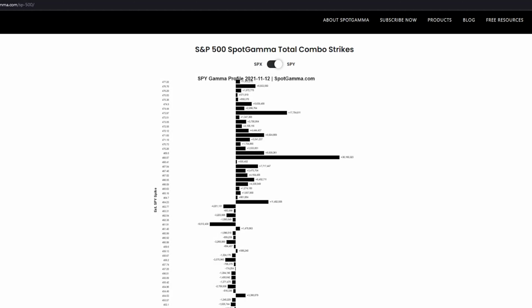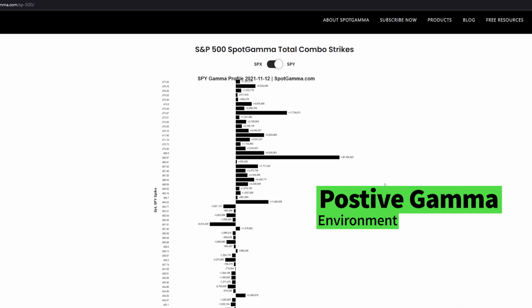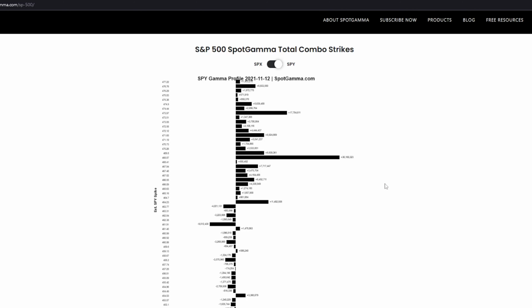So all in all, you can definitely see how this total combo strike chart here works. I'd like to identify big levels of gamma, notated at 473.97, for example, 468.87, so on and so forth. I want to note negative gamma and positive gamma. You could definitely see, just by looking at this one chart, that we are in a positive gamma environment, which puts a lot of low risk for downside movement.